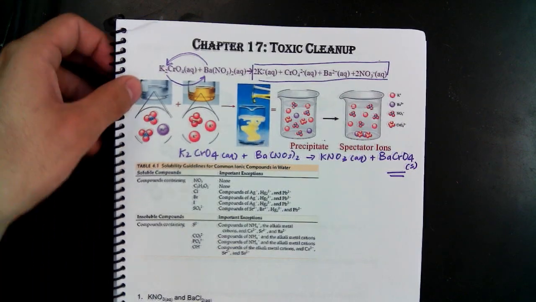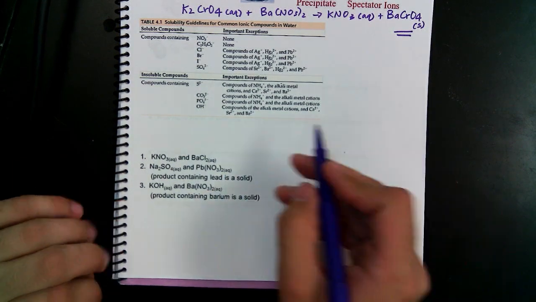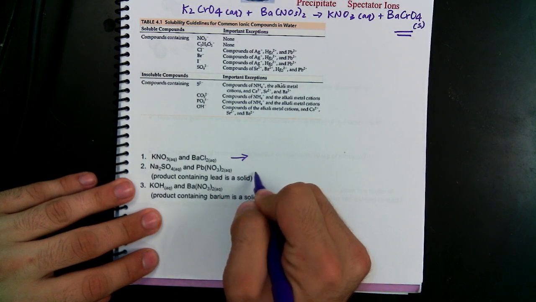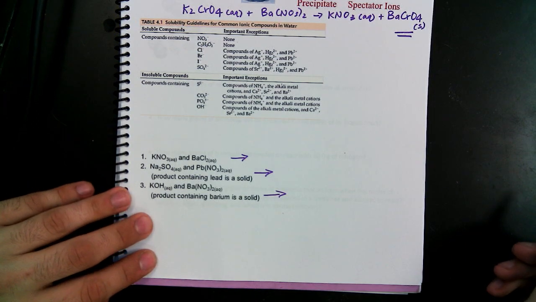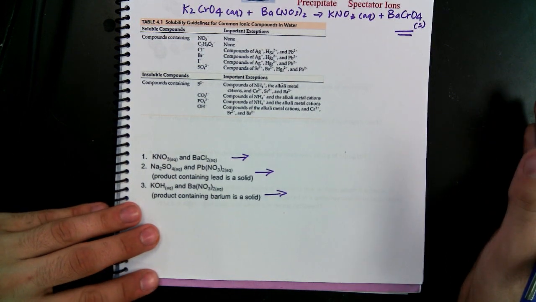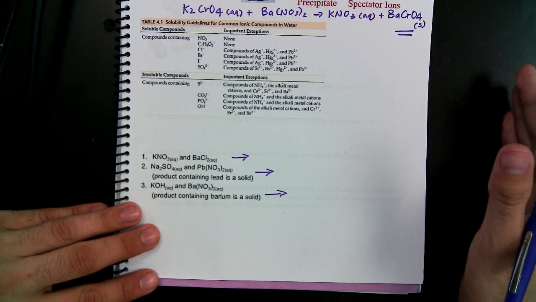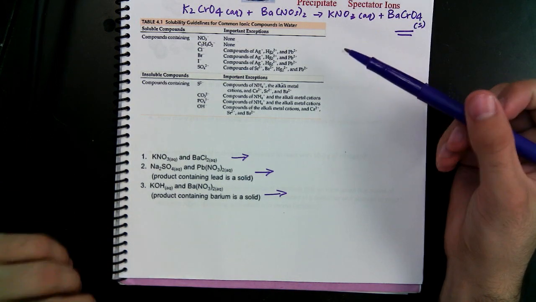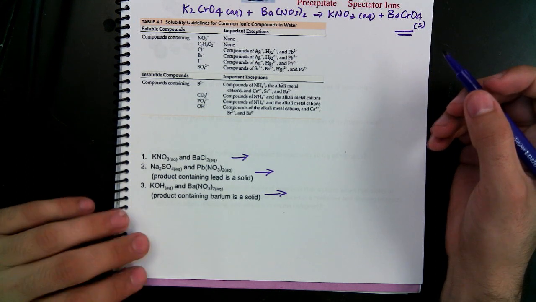I gave you 3 examples below to try writing out the double replacement reactions. So potassium nitrate and barium chloride, sodium sulfate and lead 2 nitrate, and then potassium hydroxide and barium nitrate. If you want to take a minute to try these, stop the video, write out what the products would be, with the correct chemical formula, and use the solubility guidelines to check the solubility for each of them to determine if it's going to be soluble or insoluble, if it's going to be aqueous or a solid.